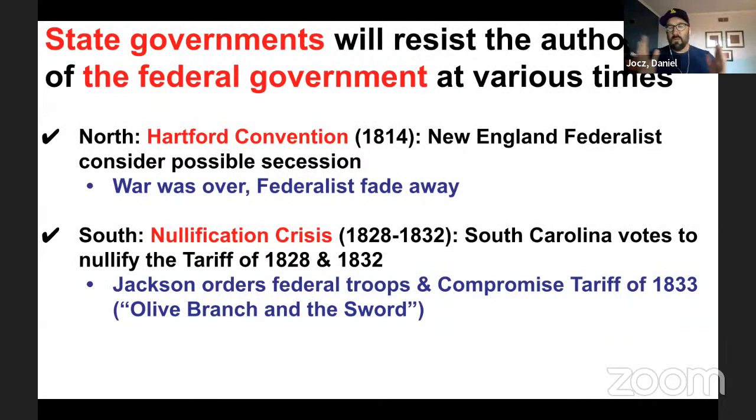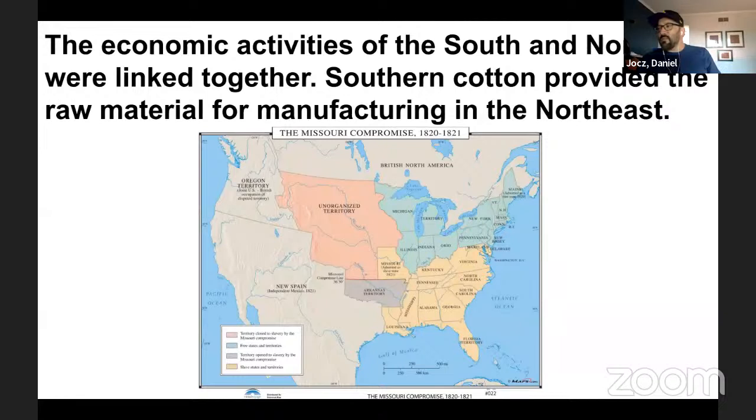And so you have the North, the Hartford Convention. We've already mentioned there was a debate between the federal and state governments over the nullification crisis. South Carolina wants to leave the Union. Jackson rolls up with the force bill, and eventually the olive branch on the sword. So all of these issues are going on just as Andrew Jackson is rising up in American politics and eventually takes the presidency in 1828, well, technically 1829.